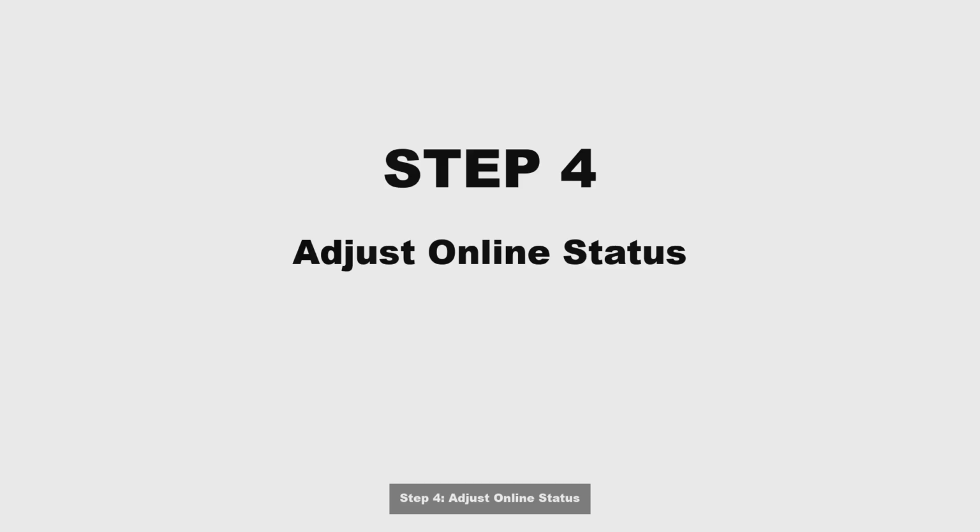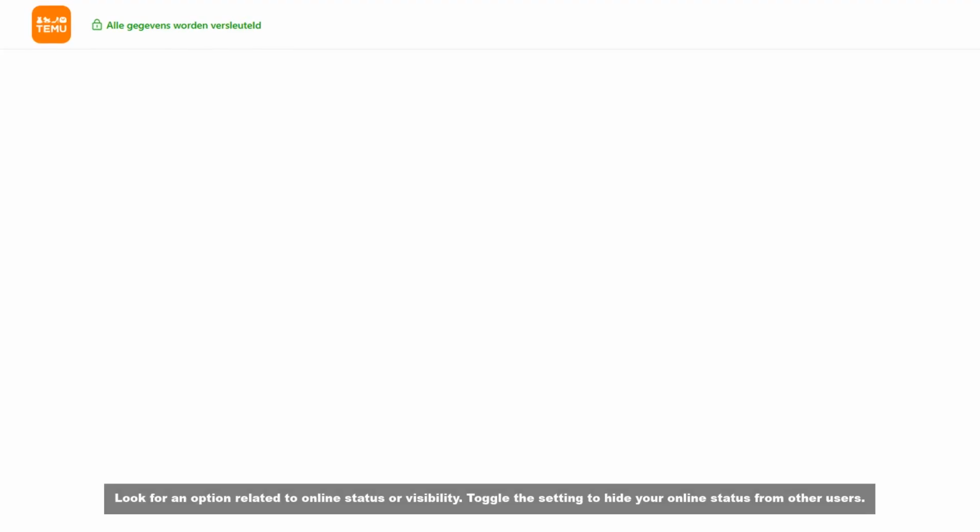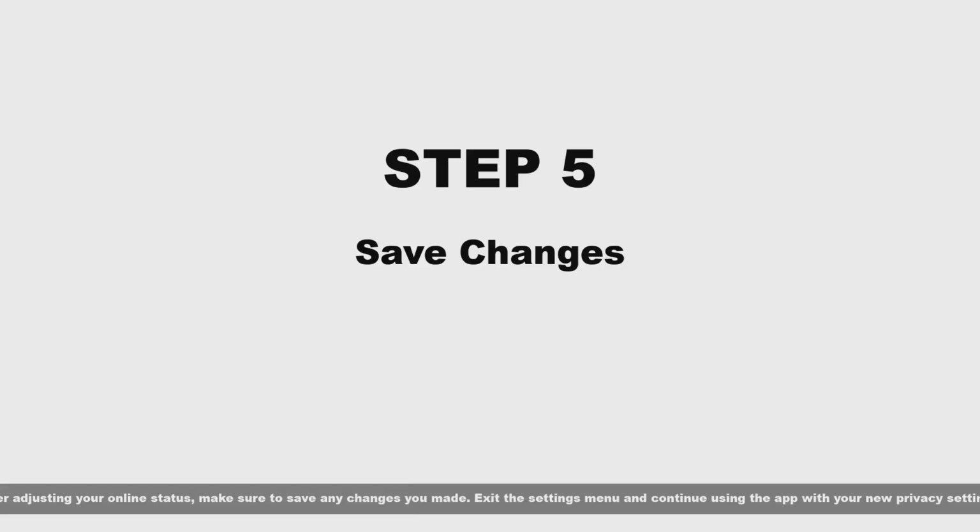Step 4. Adjust online status. Look for an option related to online status or visibility. Toggle a setting to hide your online status from other users. Step 5. Save changes. After adjusting your online status, make sure to save any changes you made.